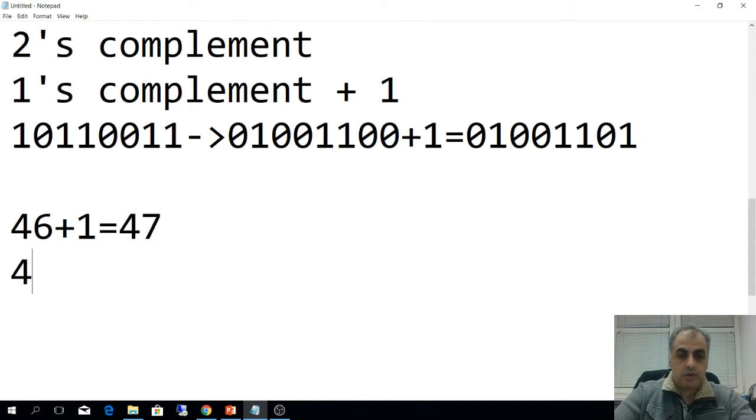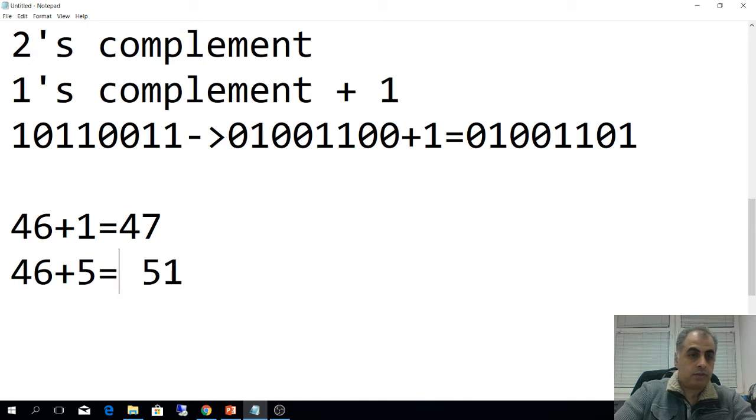Because we are just increasing 1. Okay, 46 plus 5, what is that? It's equal to 51. So what did we do here as a loop, logically, just to understand? 46, 1 increment, 47, 1 increment, 48. So it carries on like this. In a loop, 5 times later we reach 51.